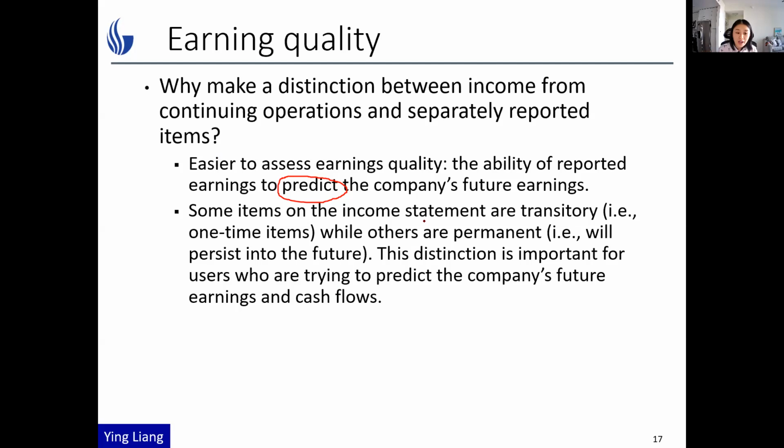So that leads to the second point. Some items on the income statement are transitory, which means they are one-time things likely to change, while others are permanent, which means they will persist in the future. As an investor, I want to know which items are going to be permanent so I can make my prediction based on them. This distinction is very important for me, because I'm trying to predict the company's future earnings and cash flows.